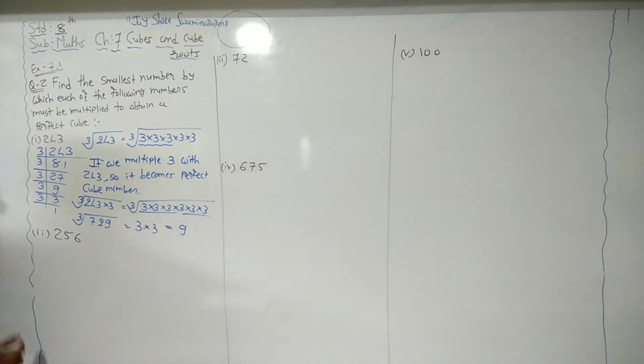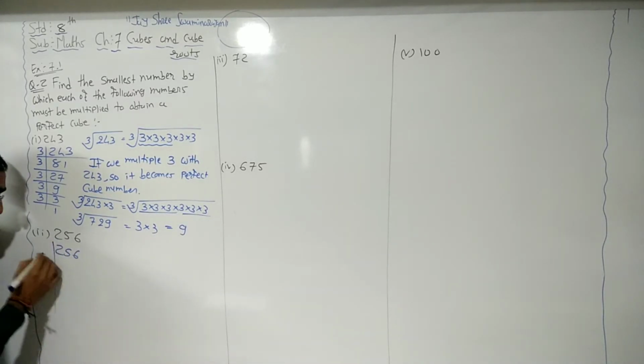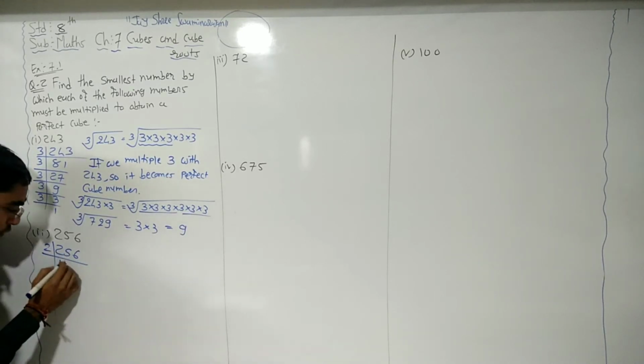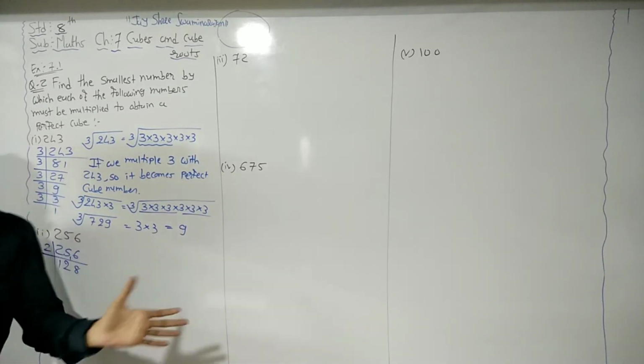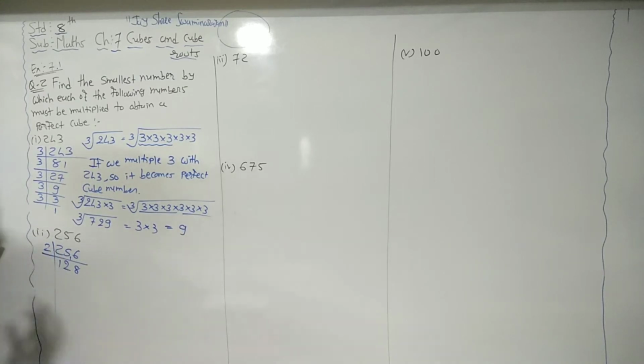So now the second question, 256. This is an even number, so we can divide by 2. 2 ones are 2, 2 twos are 4, 1 remaining, 5 minus 4 is 1, so it becomes 16. 2 eights are 16. Now if you don't know the direct division, then use the rough page. In the rough page, 256 divided by 2, whatever answer you get, you need to write here.